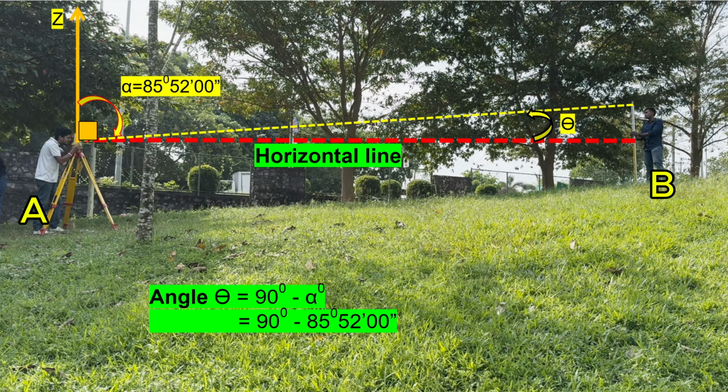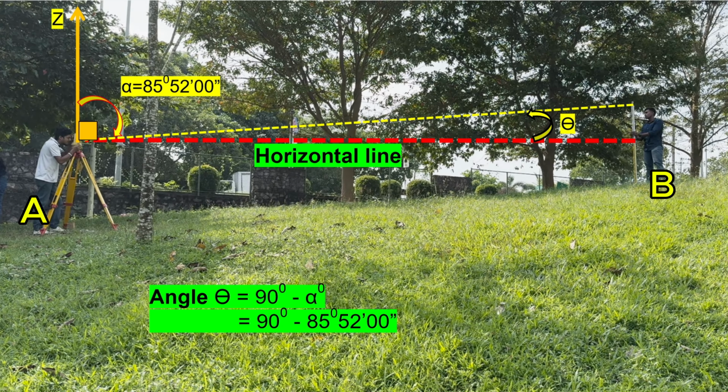Okay, now we are going to observe staff readings. This is the staff reading. Accordingly, the upper stadia reading U is 1.044 meters. The middle stadia reading M is equal to 1.010 meters. The lower stadia reading L is equal to 0.970 meters.